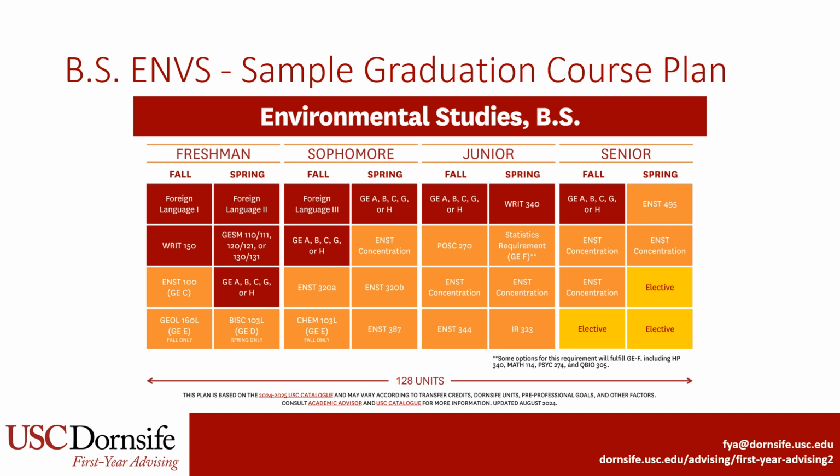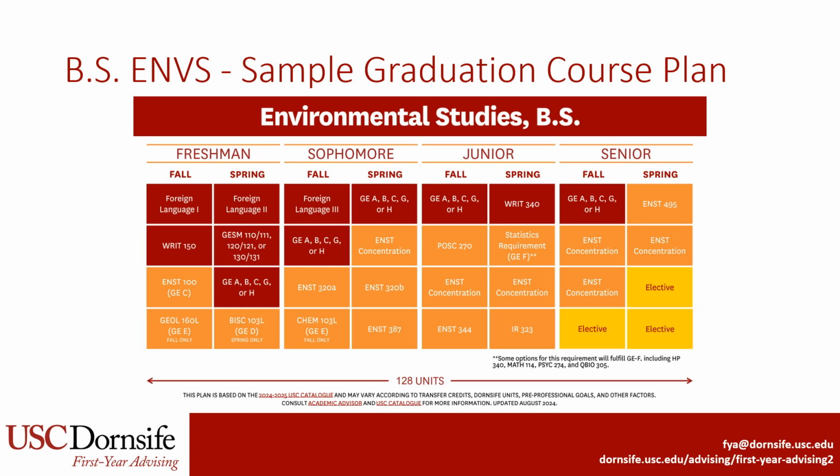This is just one example of how students can move through the major requirements over the course of 4 years. You'll see in red the USC core requirements, so foreign language, writing, and general education courses. In orange are the major requirements, and in yellow are the degree electives, or those courses that students take in order to meet the 128 units required to graduate from USC.